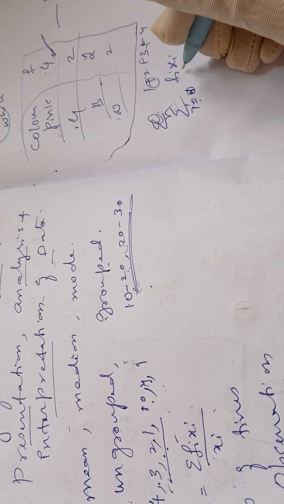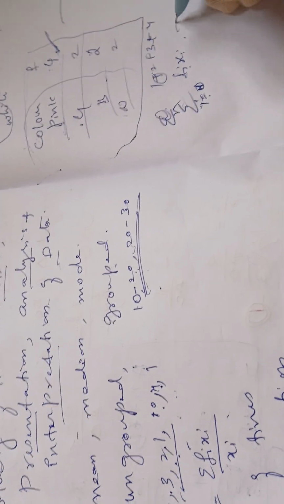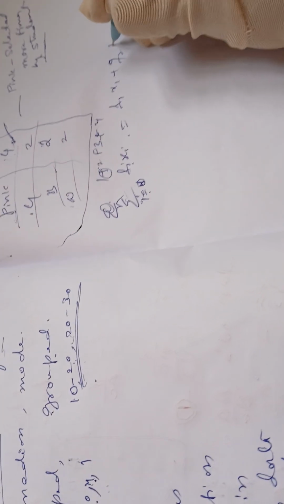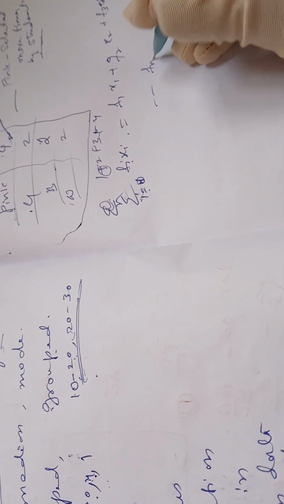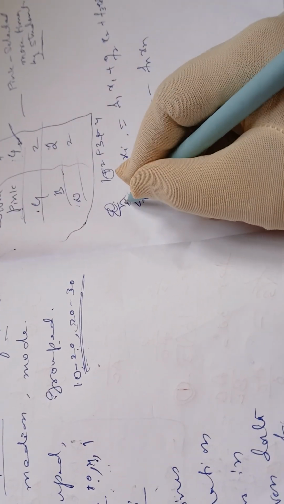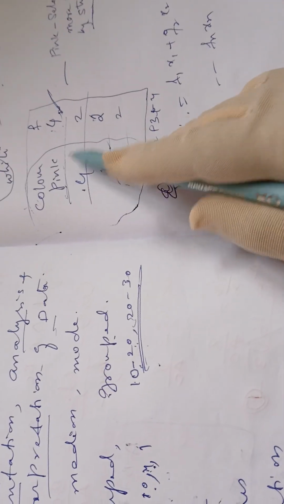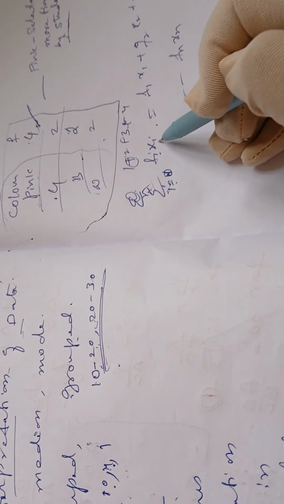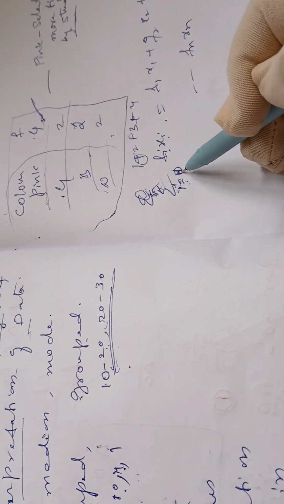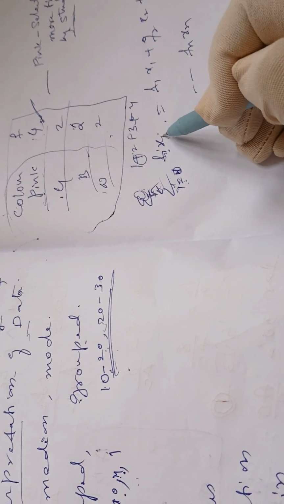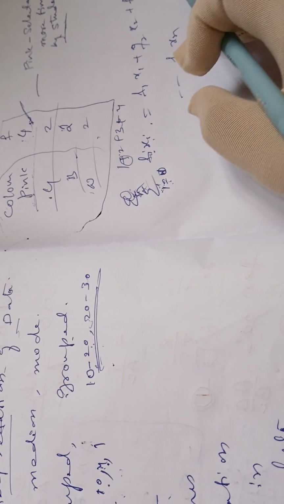So i is nothing but your 1, we can represent it like this: f1 x1 plus f2 x2 plus f3 x3, like this it will continue up to fn xn. So till n; suppose 10 students are given, then this will continue 10 times. So we can write here i equals 1 to 10. So f1 x1, and so on, 10 times we can solve it.